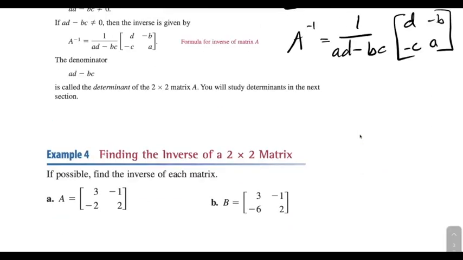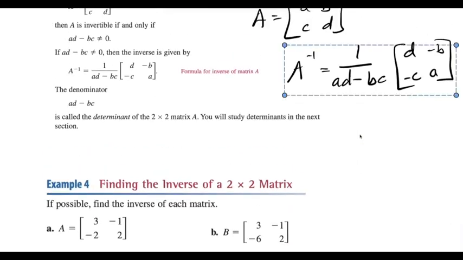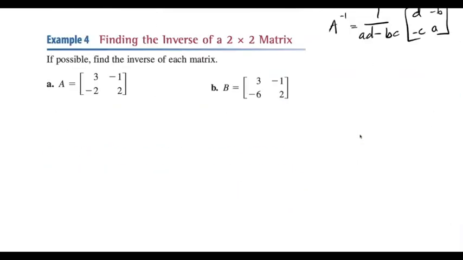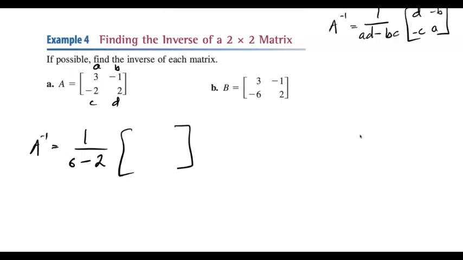Remember the formula is, let's write it down. Let's find the inverse of this one. Let's say this is A, B, C, D. Our inverse is going to be 1 over down diagonal, 3 times 2 is 6, minus up diagonal, negative 2 times 1, negative 1 is 2. And over here, we're going to switch these two, 3 and 2, the down diagonal, we switch them. And then we change the signs on these two. They become positive in this case.